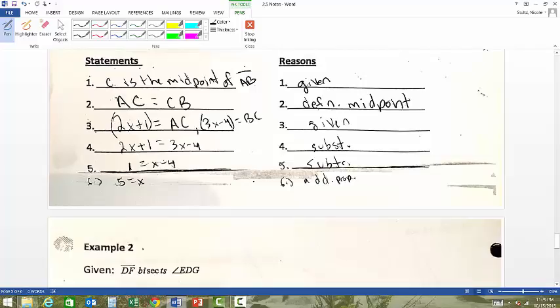And just to be nitpicky, they said prove that x equals 5. So I want to switch it and put x on the left. And the property that says you can switch sides of the equals is the symmetric property. All right, and that's it for that proof.